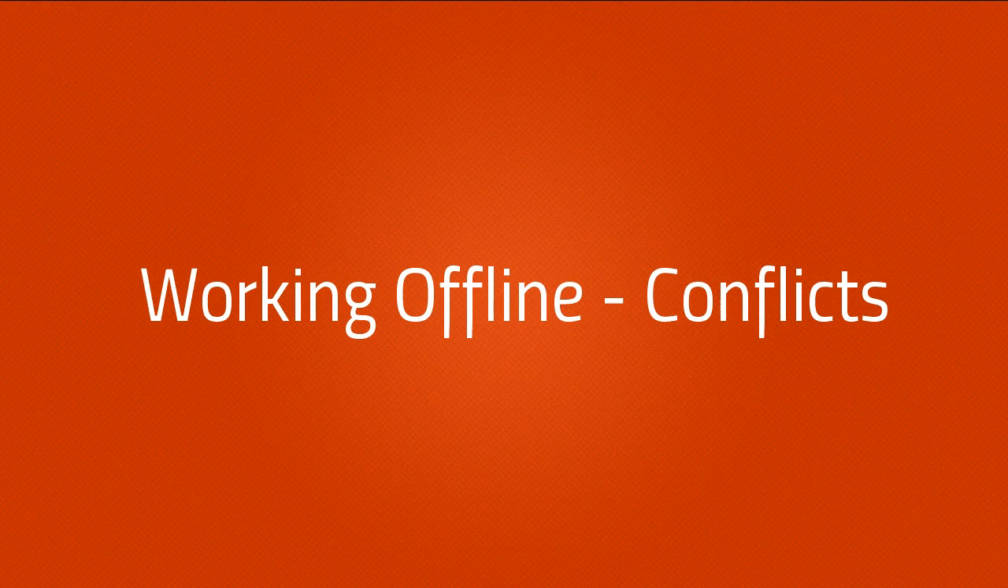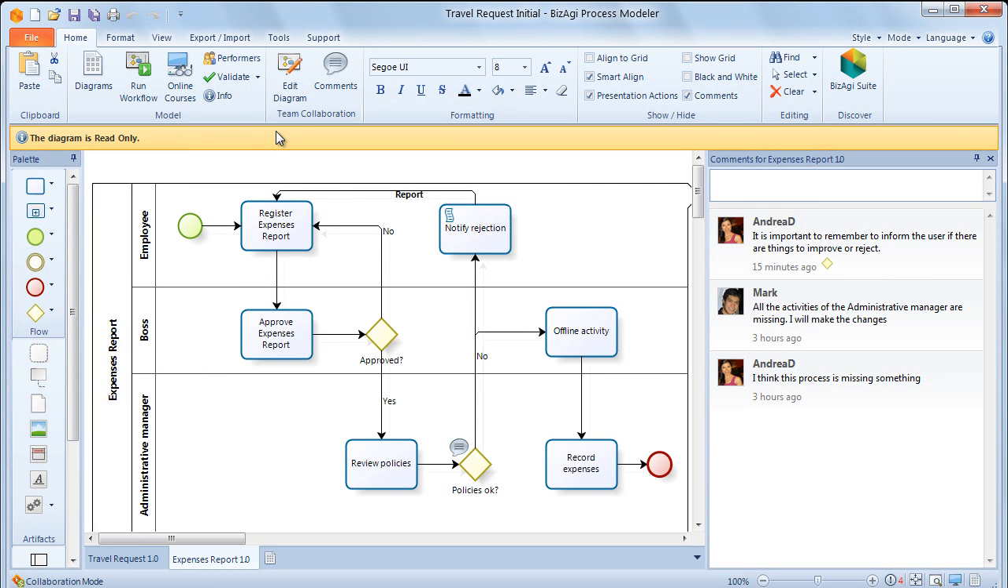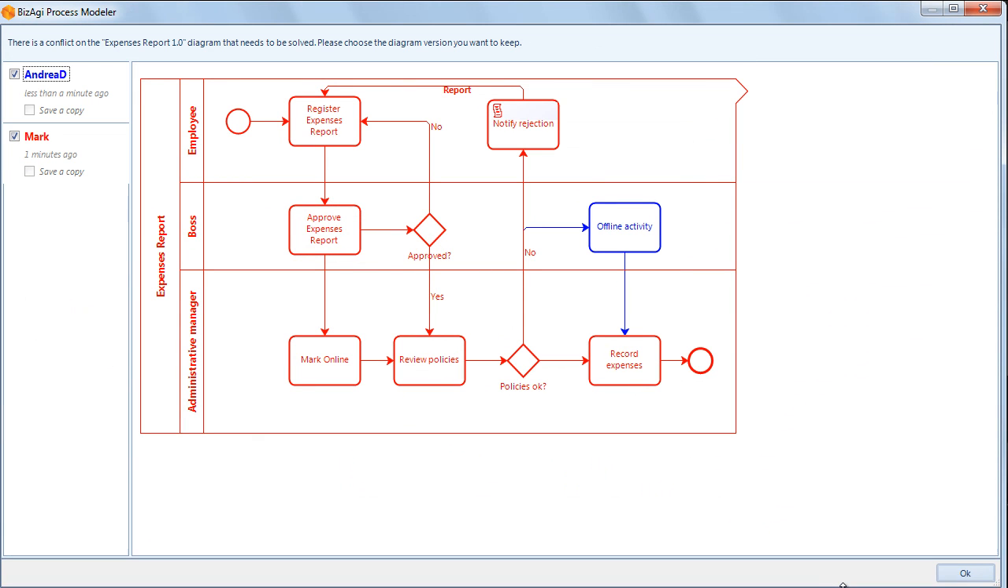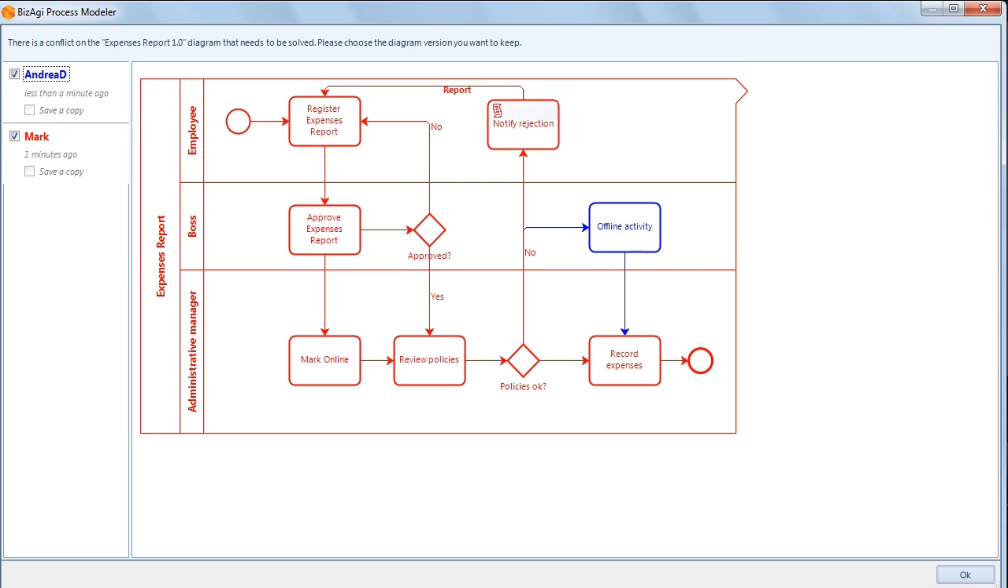Working offline, resolving conflicts. Suppose Andrea changed the diagram while she was offline and Mark, being online, made some changes of his own. As she comes back online and synchronizes, a new window will be displayed informing her that there are conflicts. There will be two diagrams, one in blue and one in red. The blue one is the diagram of the person synchronizing.